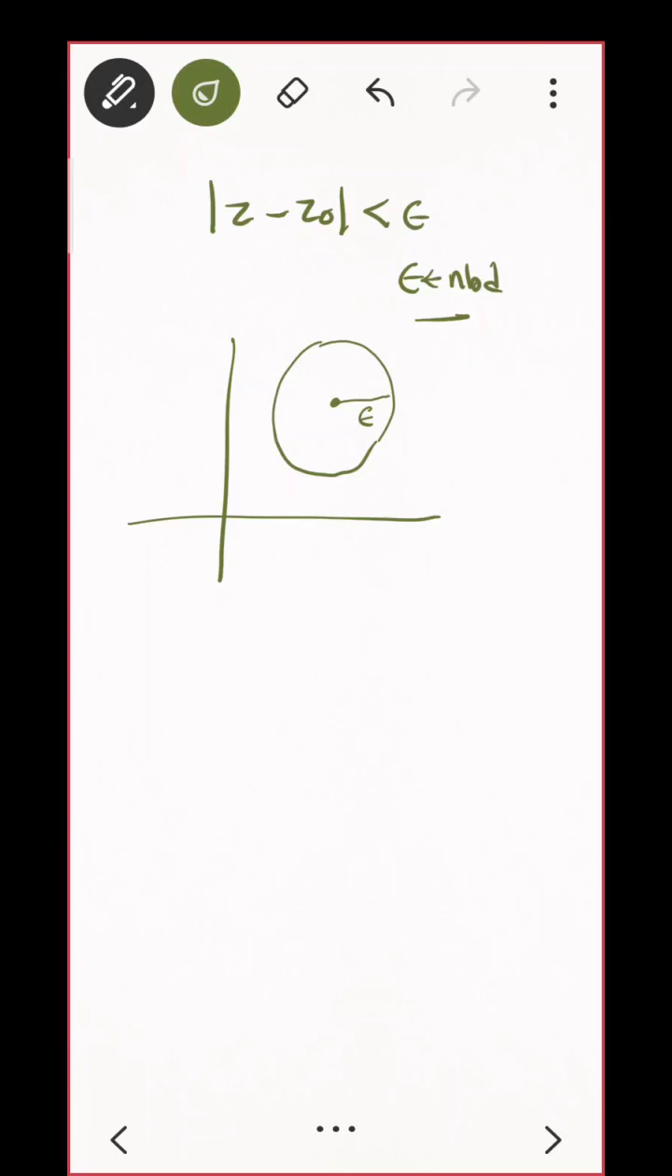So when do we say a set is bounded? Can you define a bounded set? If you remember from your SYBSc.